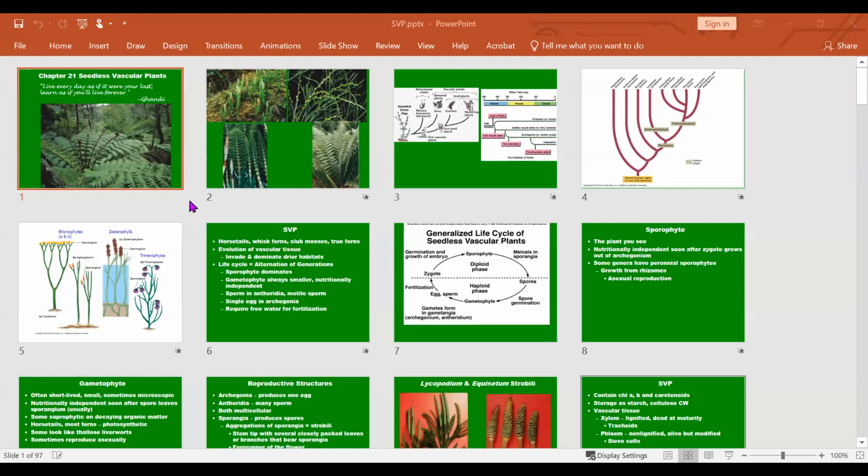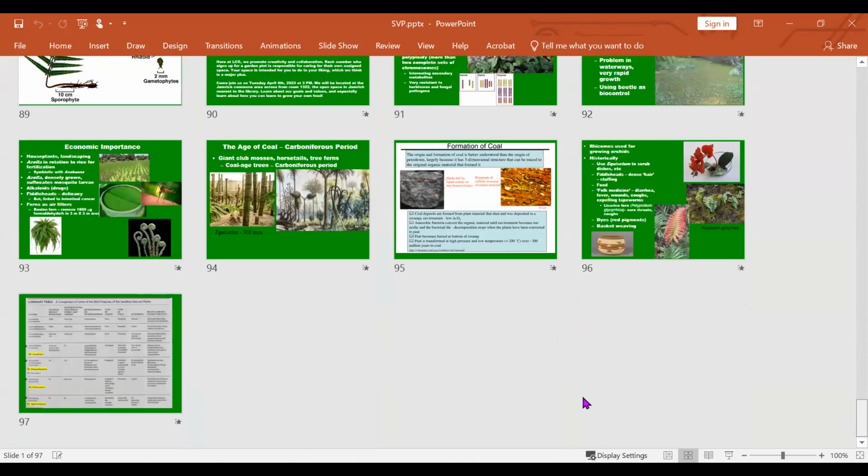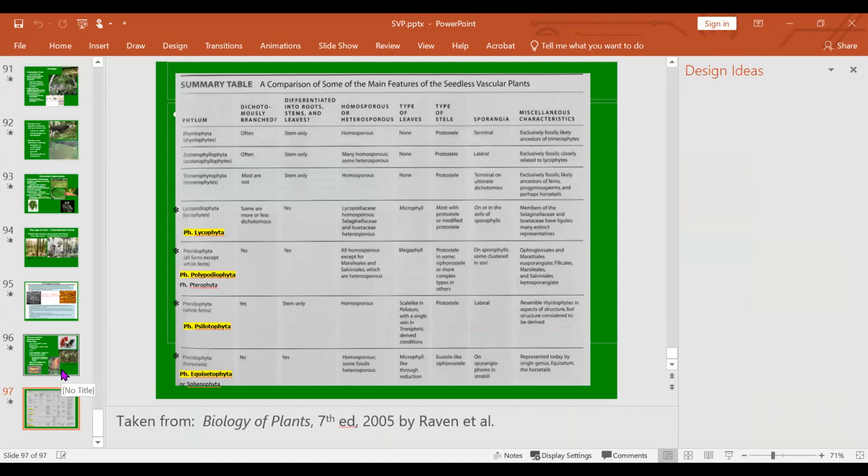Okay, so this is a slide set from the seedless vascular plants. So remember, I will be asking about the seedless vascular plants. That last slide had the phylum names. So please remember to know who belongs in which phylum. Know the phylum names, because I'll be referring to that in the multiple choice questions.